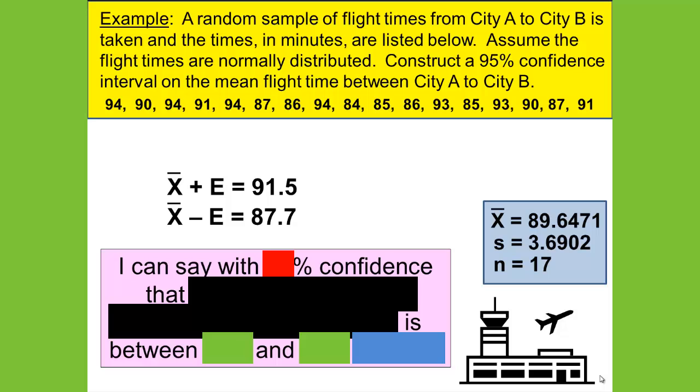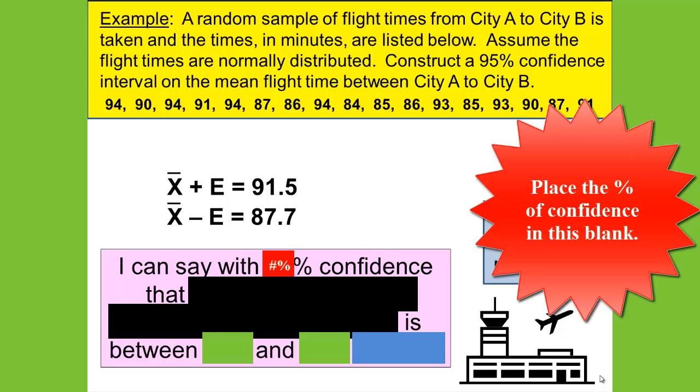The first or red blank is your percent of confidence. So it's very simple to fill in. In our case, that is 95% and comes straight from the problem. Again, reading is your friend.